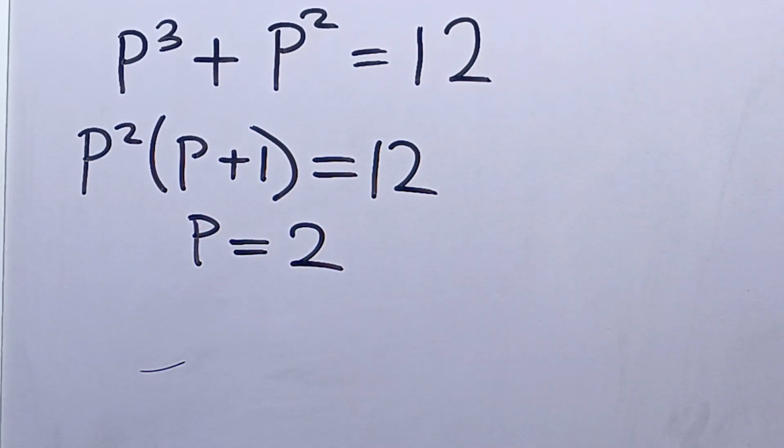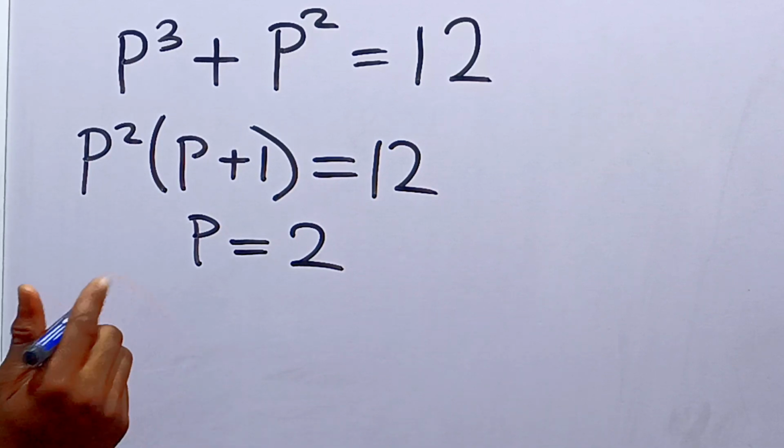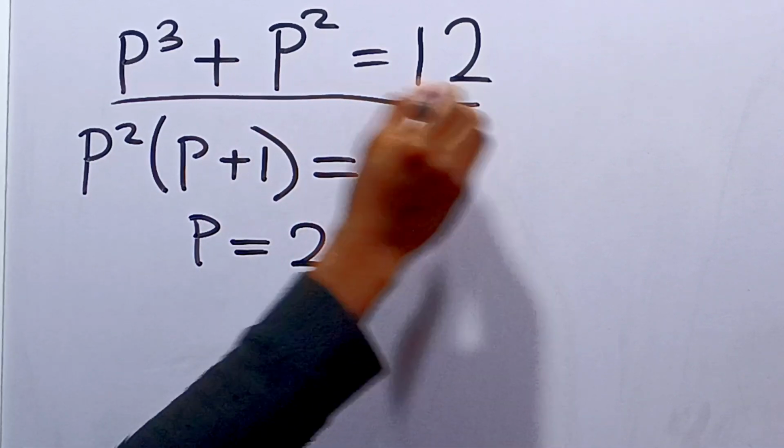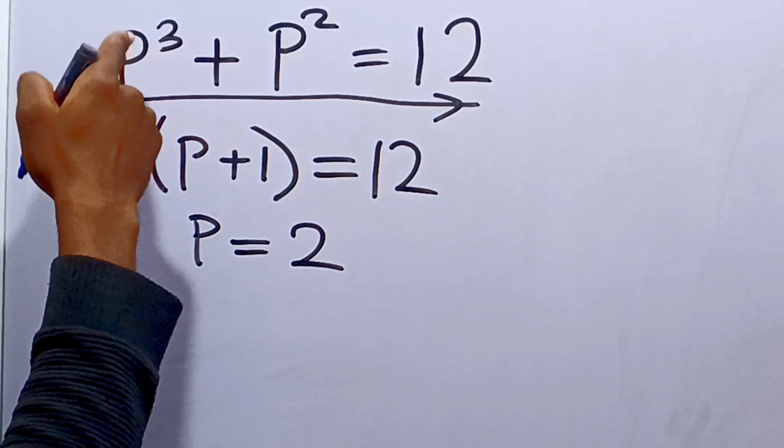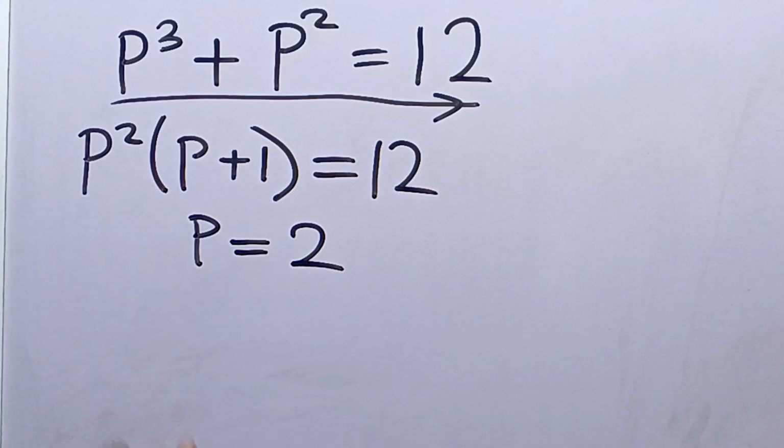Now, having p equal to 2, we can go back and ask ourselves, looking at this equation, the highest power of p here is 3. Since the highest power of p is 3, the number of answers you should have is 3, but we only have one answer. So we should go ahead and find the remaining two answers of this equation.